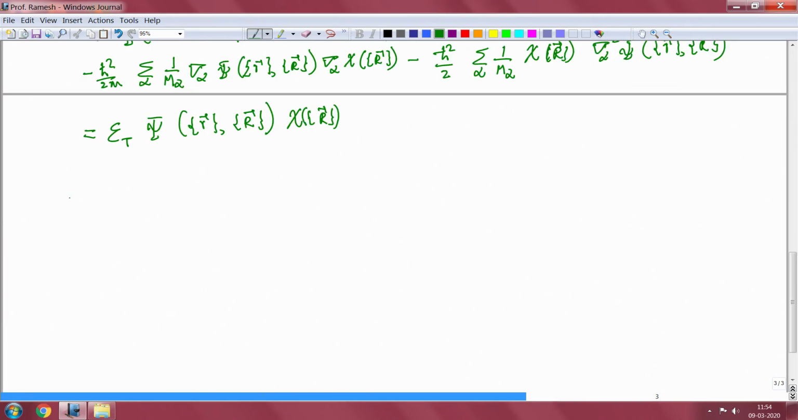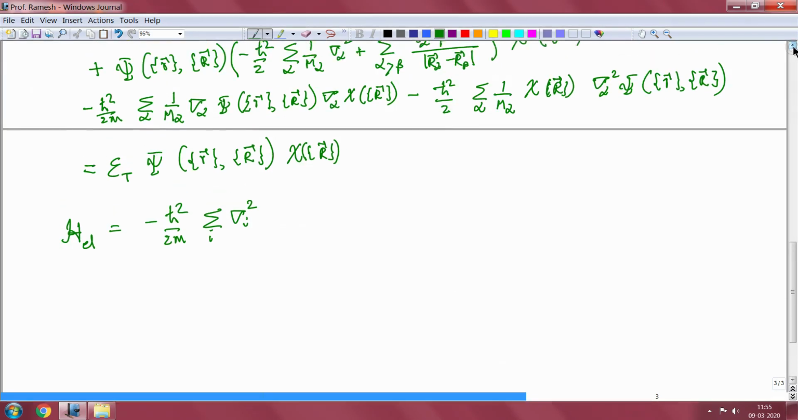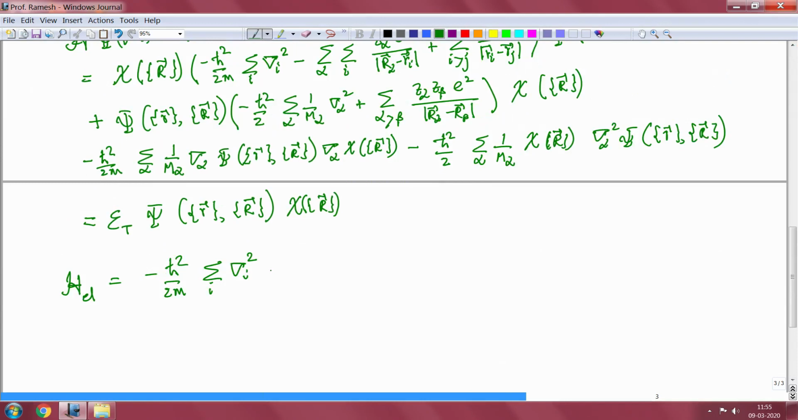So, what I have is the electronic Hamiltonian, H electronic, is equal to minus h cross squared by 2m sigma over I del I squared, and then I also have minus sigma over alpha sigma over I z alpha e squared upon R I minus R alpha, plus sigma over I greater than j e squared upon R I minus R j.